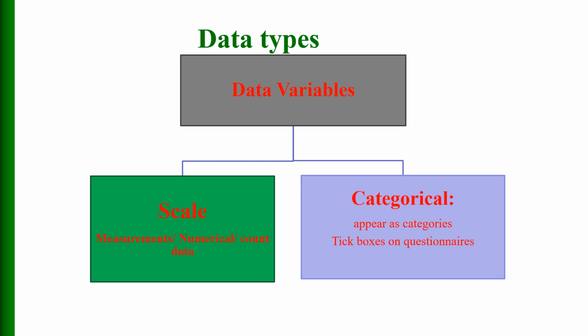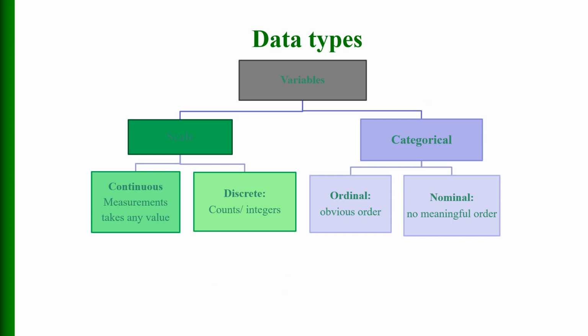Data type may be scale, measurements, numerical, count data, and similarly we have categorical, which appears as categories. Types of variables: scale and categorical. In scale variables we may have continuous variables and discrete variables, and under categorical we may have ordinal and nominal. Under nominal there is no meaningful order, whereas under ordinal there is an obvious order.